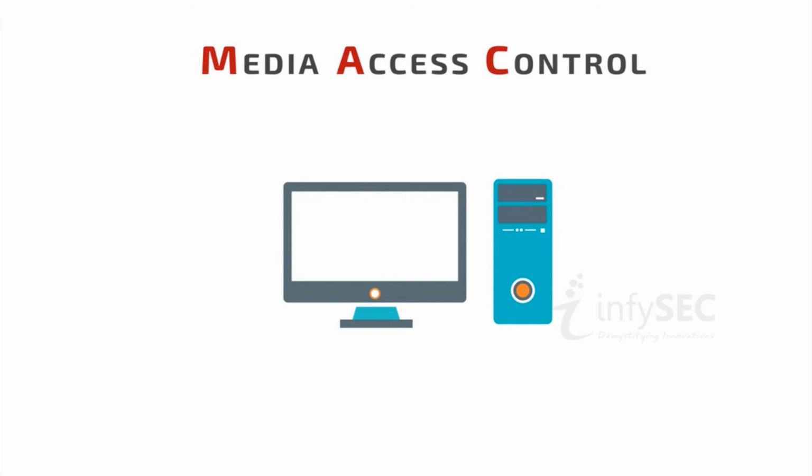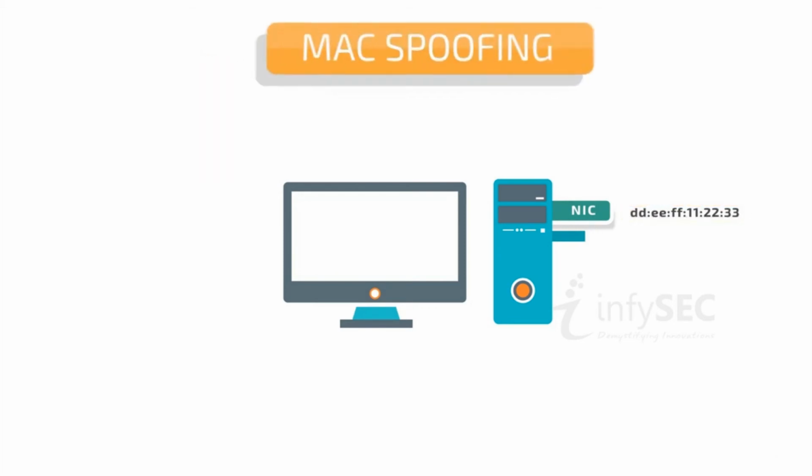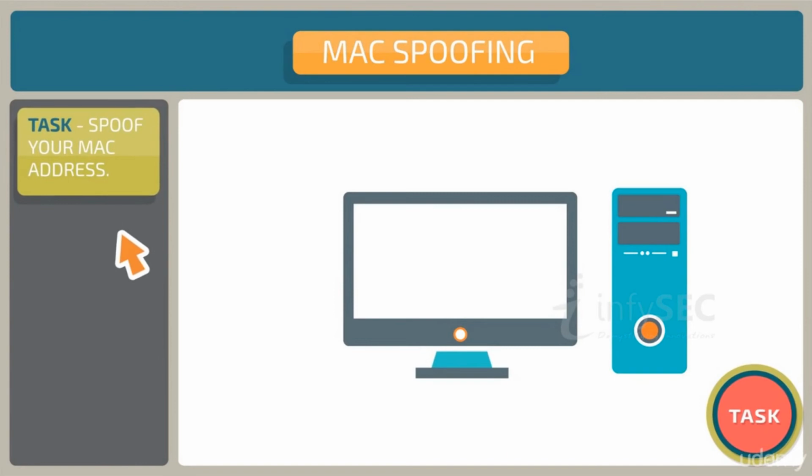Data link layer. MAC spoofing. Media Access Control, or MAC as it is called, is the unique physical address on a system's NIC. Masking this MAC address is called MAC spoofing. Task: spoof your MAC address.